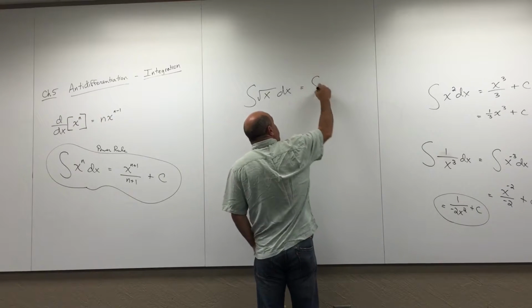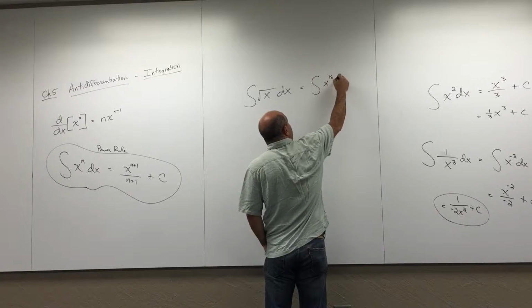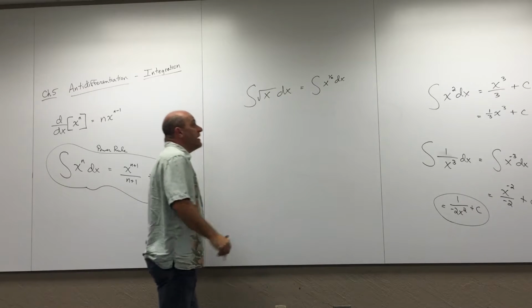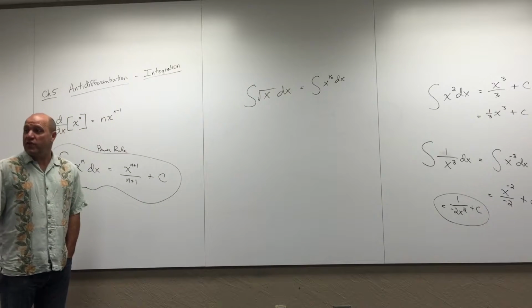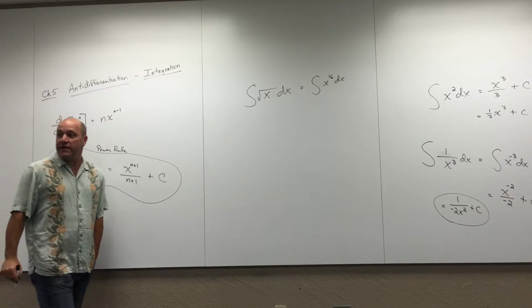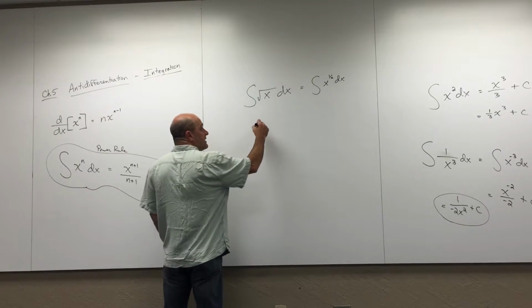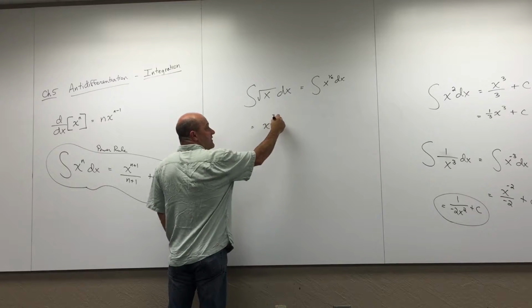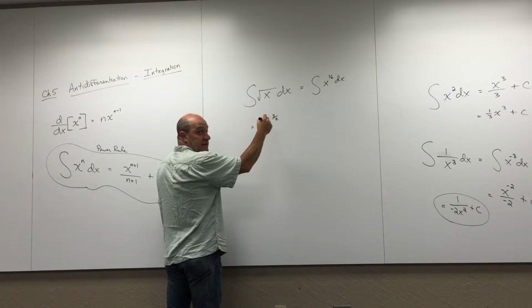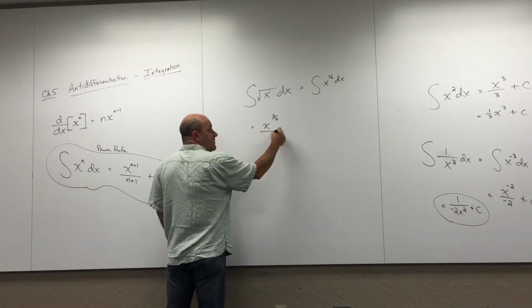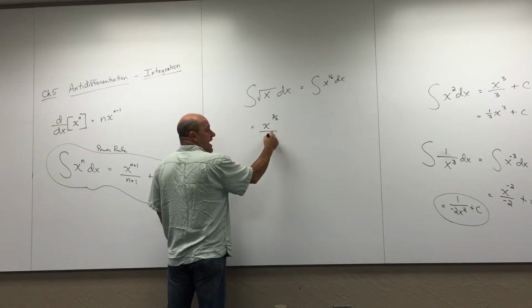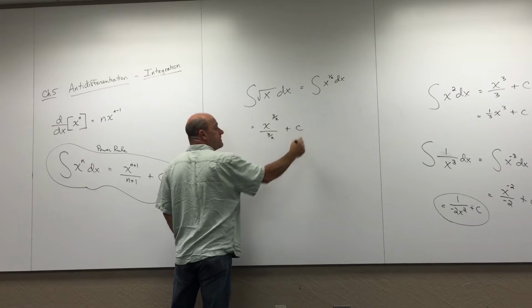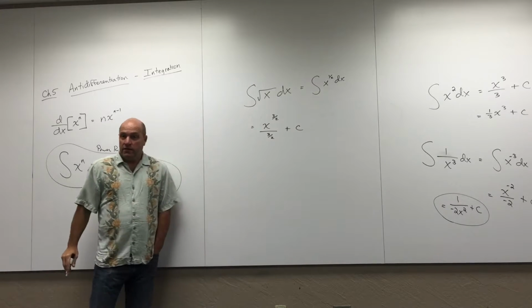Perhaps you'll rewrite it so it looks like a power. Now it looks like a power, and then you'll add 1 to that. So the answer is x to the 3/2, when you add 1 to it, x to the 3/2 divided by 3/2 plus c. You guys okay?